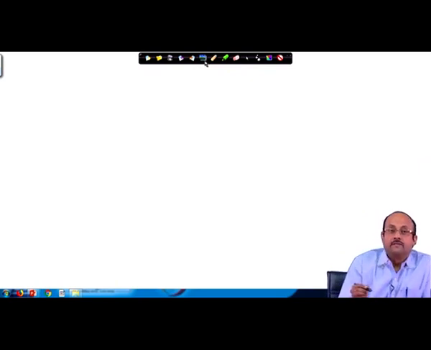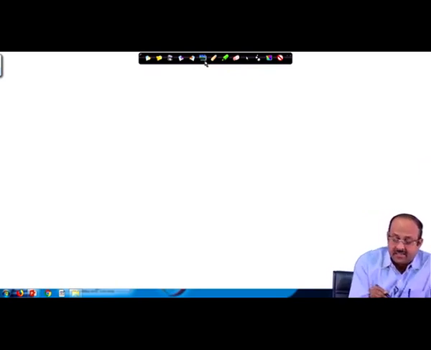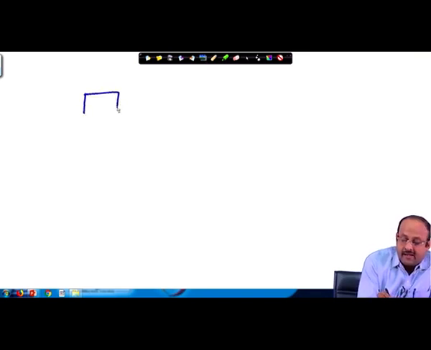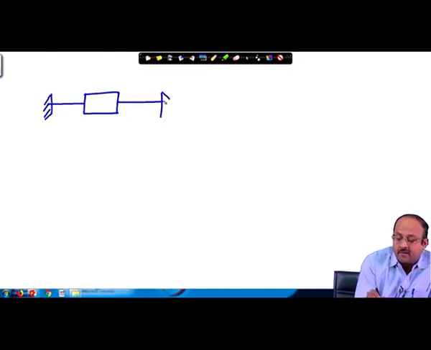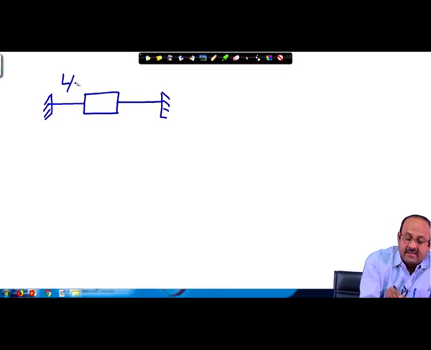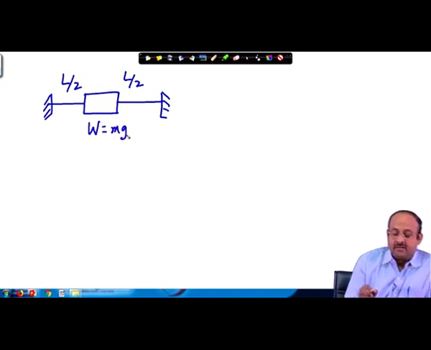Let us go to the vibration analysis of the system. We have here again the simple situation. We have the lead wire with, let us say, the length L by 2 and L by 2, and this has the weight W. So, this is equal to m g.